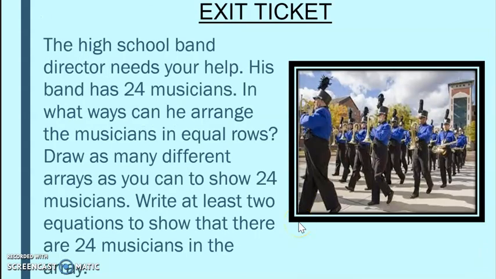All right, so now that you did your second one, I want you to do an exit ticket. Today, you are going to hear the problem, and then you are going to submit your answer. So let's listen to the problem. The high school band director needs your help. His band has 24 musicians. In what ways can you arrange the musicians in equal rows?